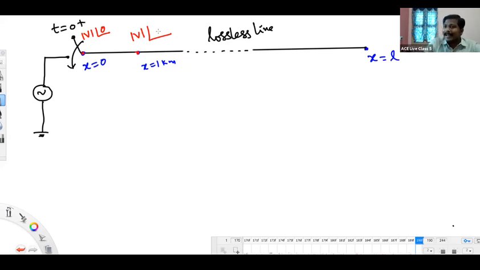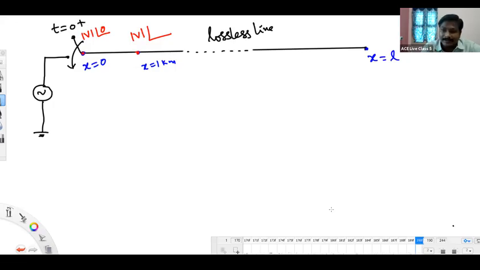Is the voltage wave getting delayed or advanced? It will definitely be delayed, because it is taking some time to reach that point. Delayed by how much angle? Delayed by beta. That's the definition of beta actually.